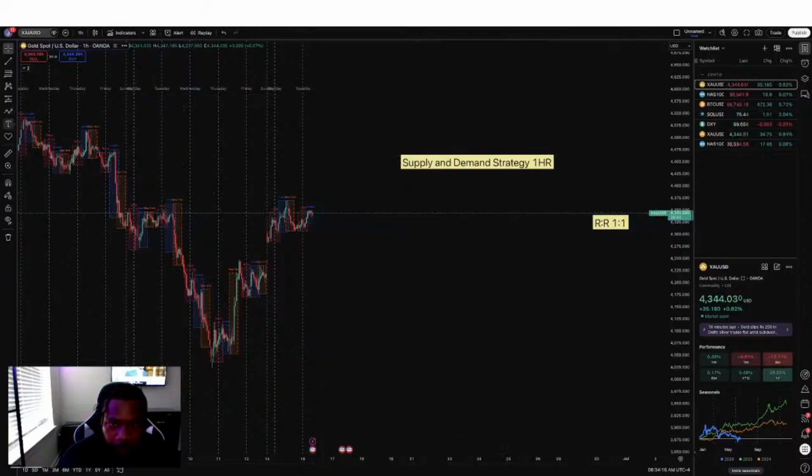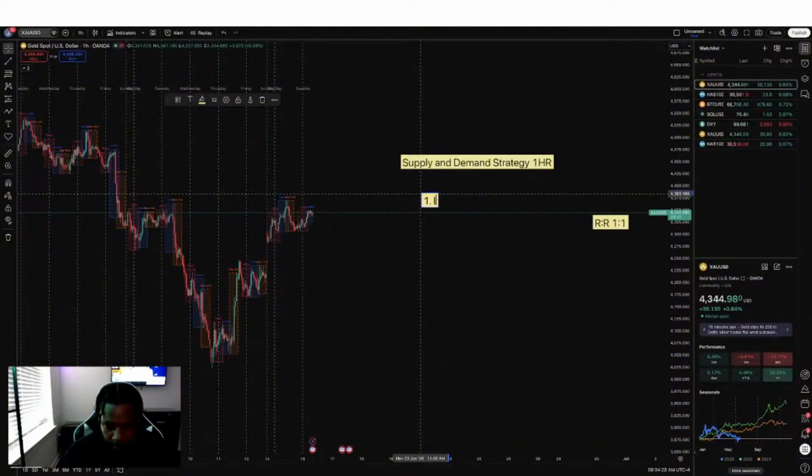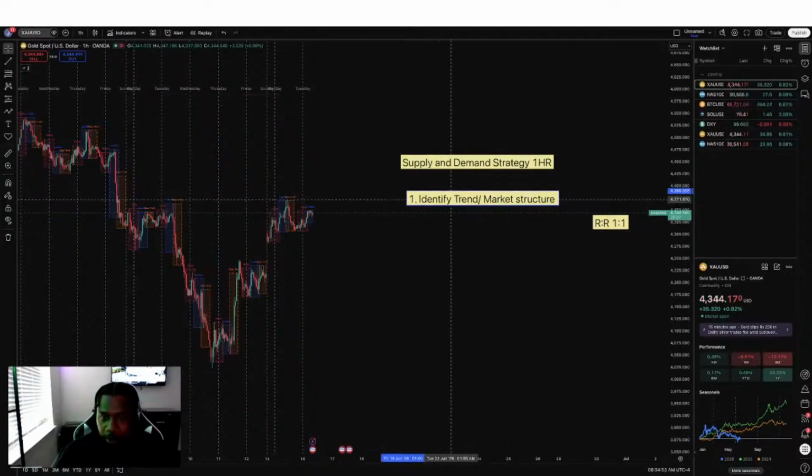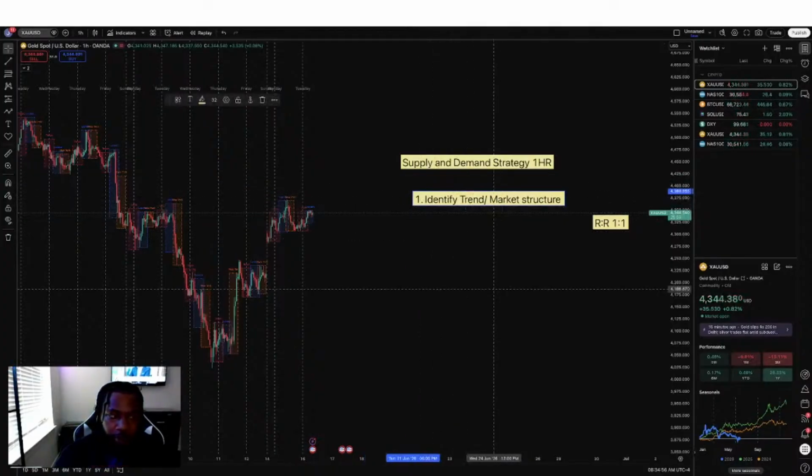So 1-to-1 risk to reward. First step, identify the trend. So I identify the trend slash market structure. Market structure is most likely the most important thing that you need to know when it comes to trading. So what is market structure?